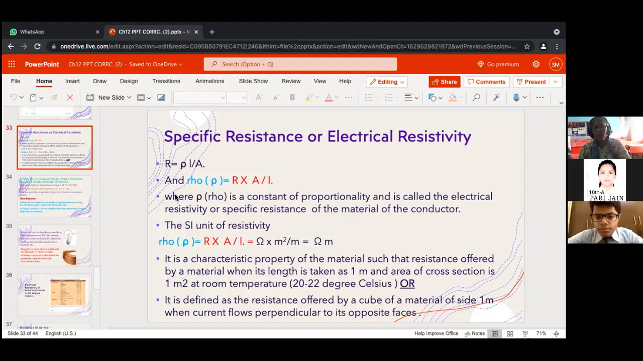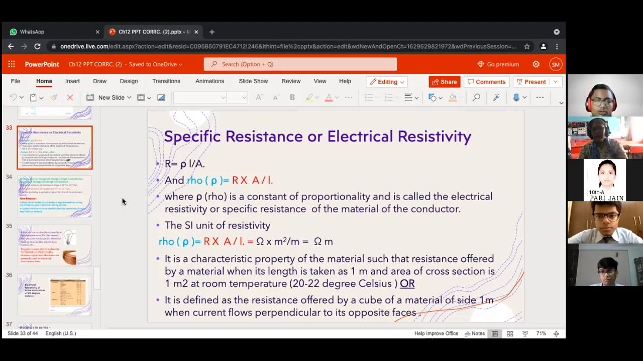Now, how to find out the SI unit of this specific resistance? We know that rho is equal to R into A upon L. And I always tell you to put the basic units for this formula. So what is the unit for resistance? Ohm. What is the unit for area? Meter square, beta. Meter square. Length into length, right? Meter square.